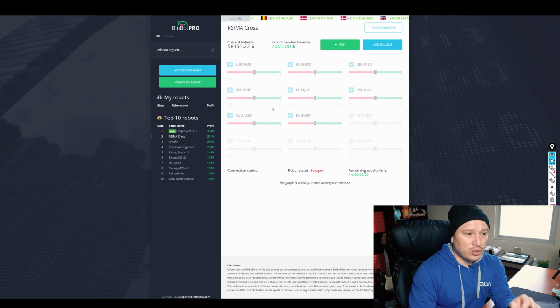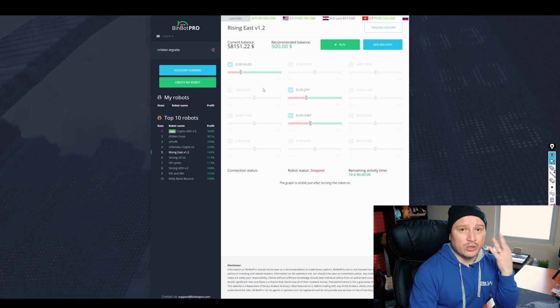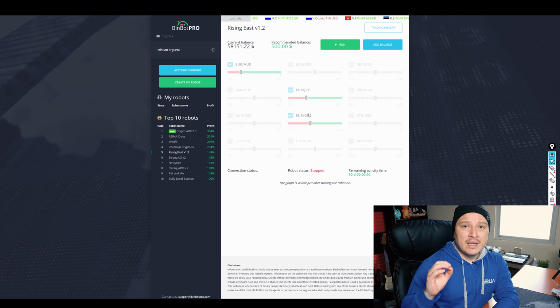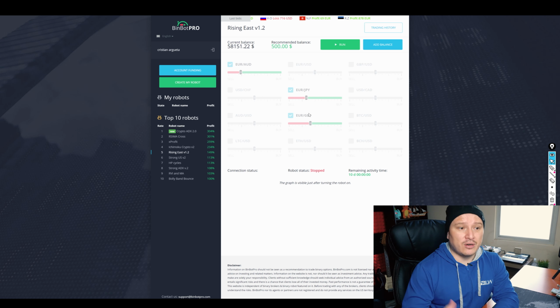And this one right here uses all the pairs, just as X Profit does. If you go to Rising East, for example, it only trades 3 pairs: Euro USD, Euro JPY, and Euro GBP. It's mostly Euro pairs except for Euro USD.